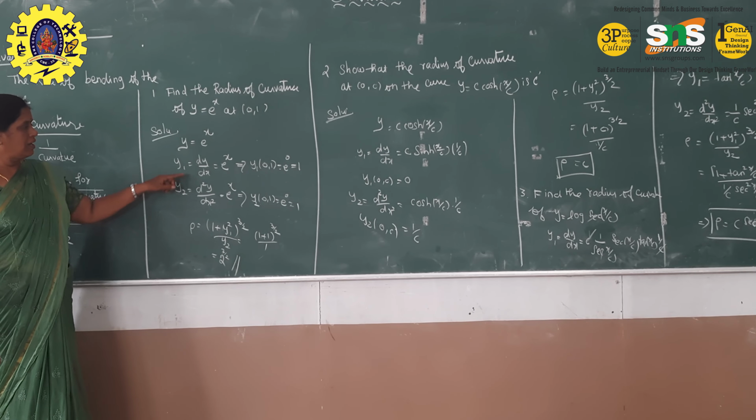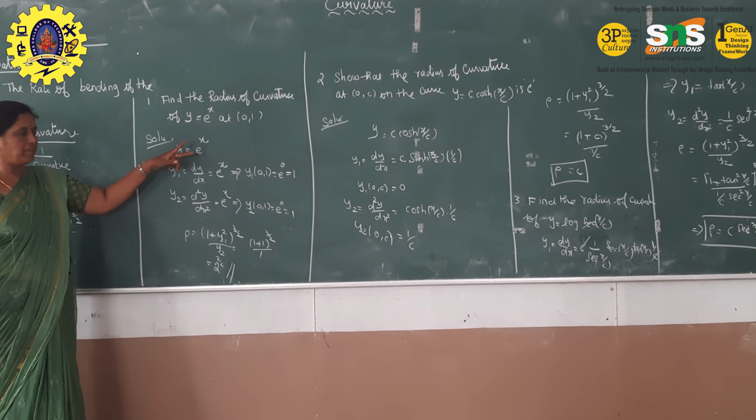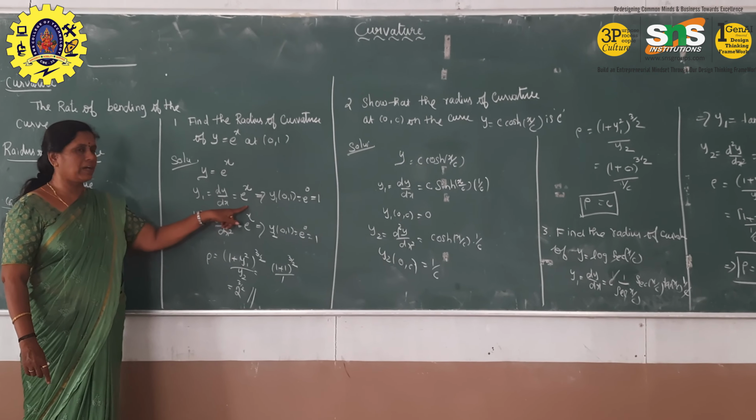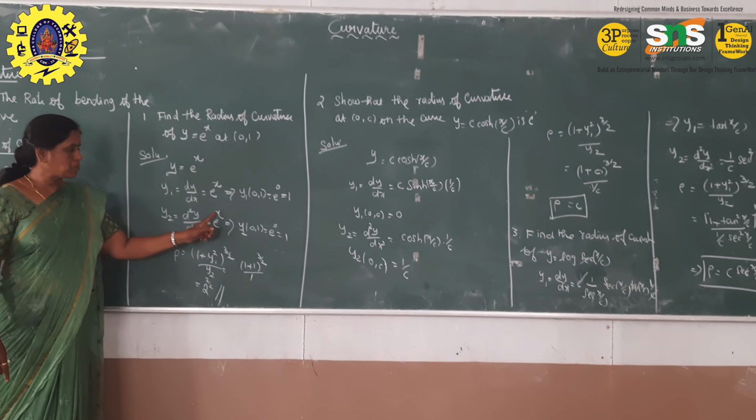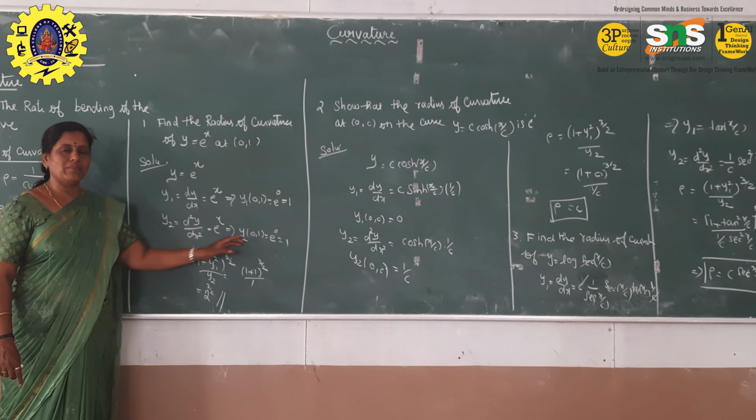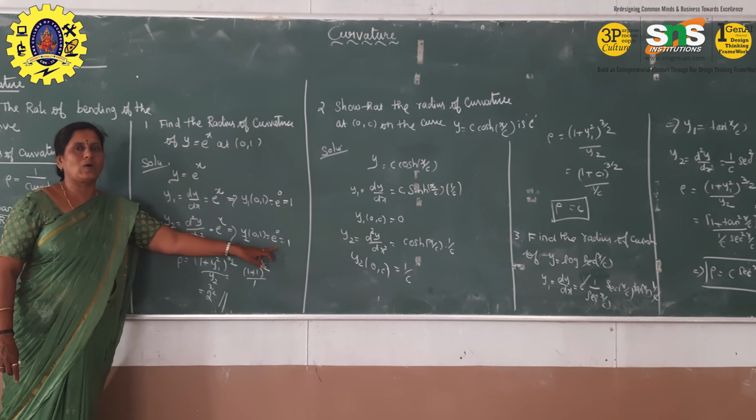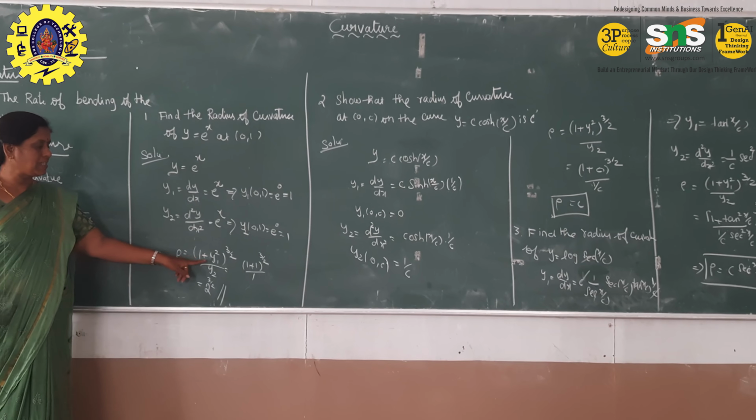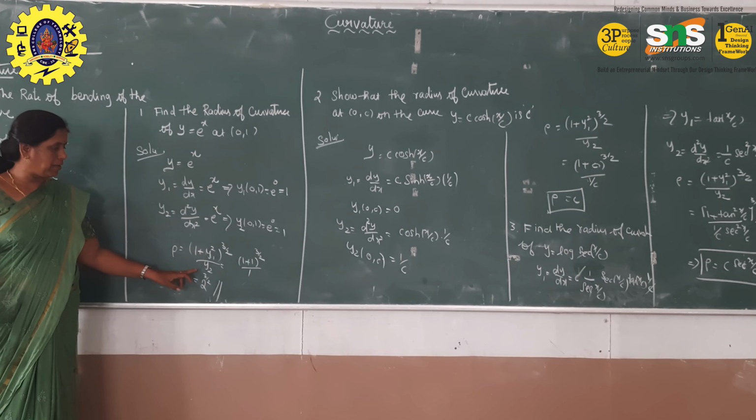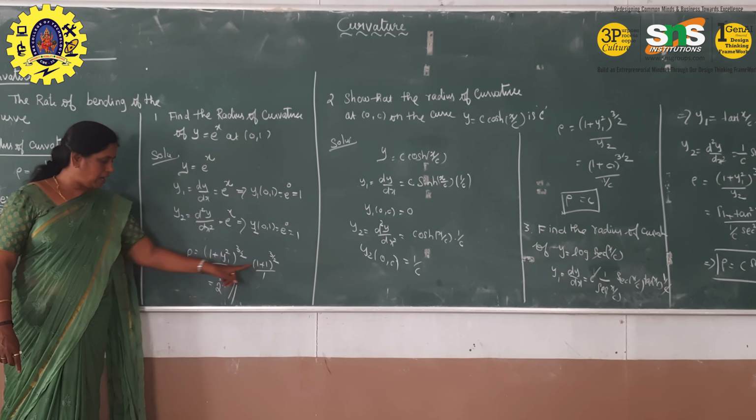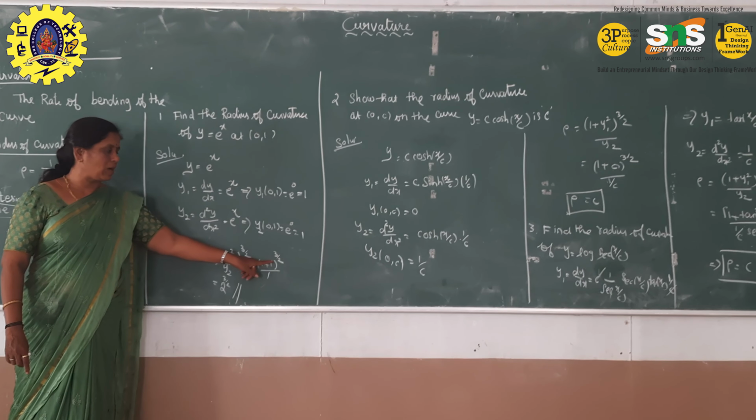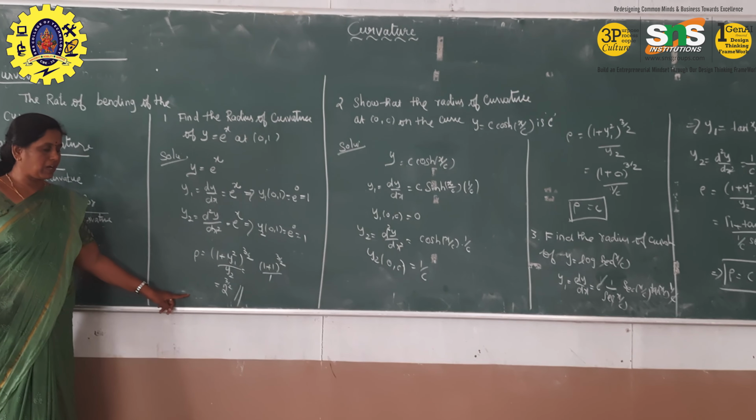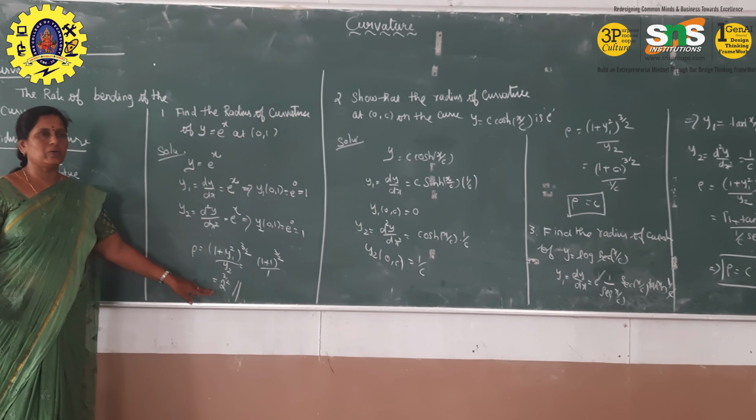y2 is nothing but differentiating this function again with respect to x, that is d square y by dx square, which is equal to e power x. Substituting x equal to 0 and y equal to 1, we get the y2 value also 1 here. Now, the radius of curvature formula is (1 plus y1 square) whole power 3 by 2 divided by y2. Here, the y1 value is 1 and y2 is also 1. So, (1 plus 1) whole power 3 by 2 divided by 1. 1 plus 1 we get 2. So, the radius of curvature is equal to 2 power 3 by 2 here.